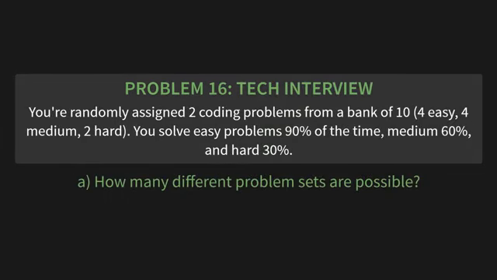All right. Here's a scenario every programmer knows. The dreaded technical interview. You're randomly assigned 2 coding problems from a bank of 10. Here's the breakdown. 4 easy problems, 4 medium, and 2 hard ones. Your success rates? 90% on easy problems, 60% on medium, and just 30% on those brutal hard ones. Let's start with this. How many different problem sets could you possibly get?